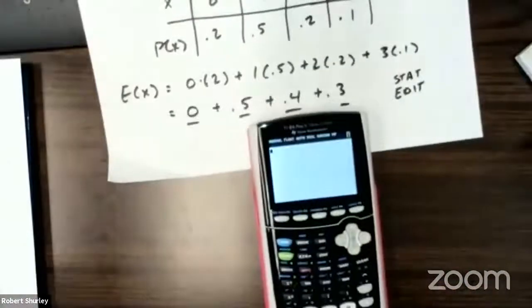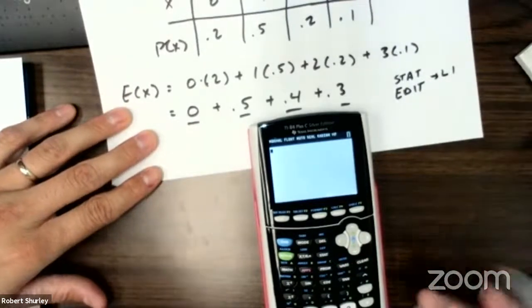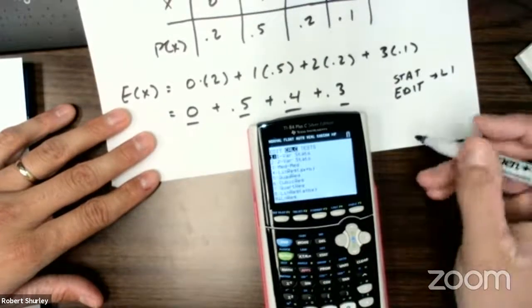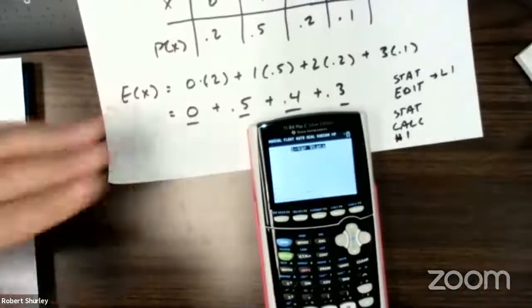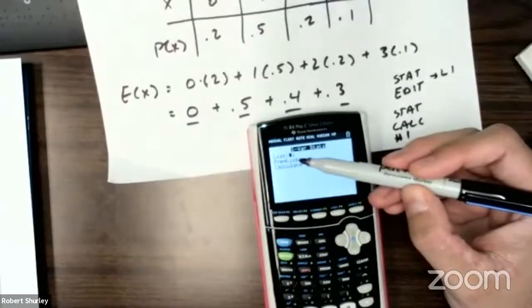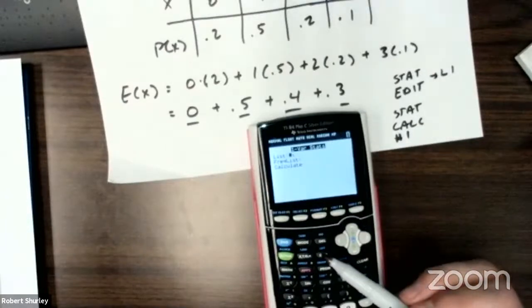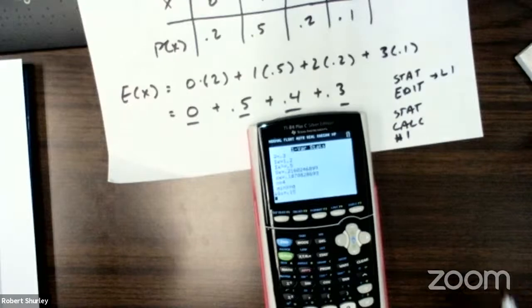Anyway, now I've got to bring up the one variable statistics. This is how to get the list in. We put it in list one. Then we go to stat, calc, and one var stat, option one. Notice L1 is automatically in there. If it's not, you need to put it in there, and you do that by hitting the list button. And we want to calculate it.